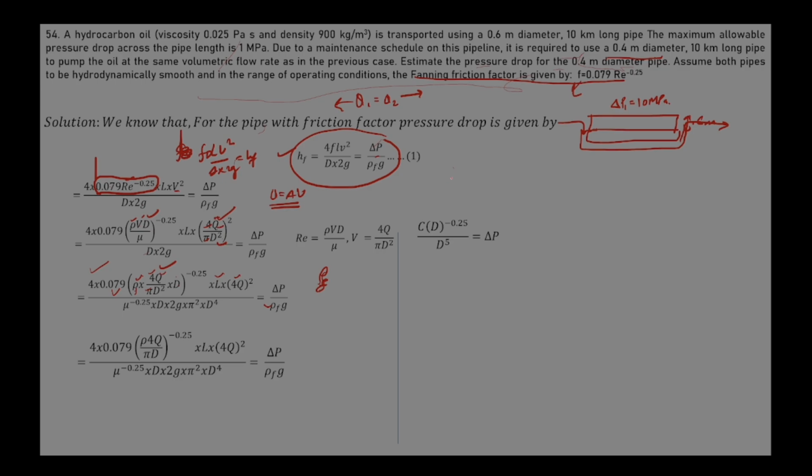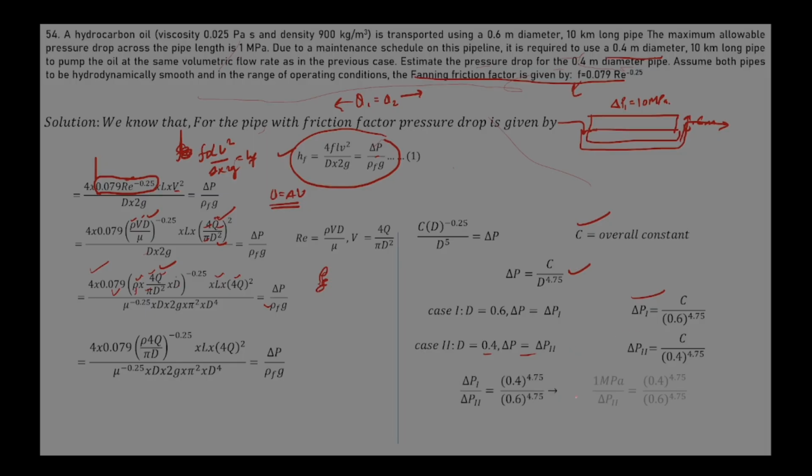So this C is the overall constant. Except D, everything is in the C. Now del P is equal to this. Case 1, del P1 is equal to C times 0.6. Case 2, del P2 is equal to this. Divide, and we get del P2 as 6.86 megapascal. This is a pretty good question and a little bit tricky as well. Okay, switching over to the next question.